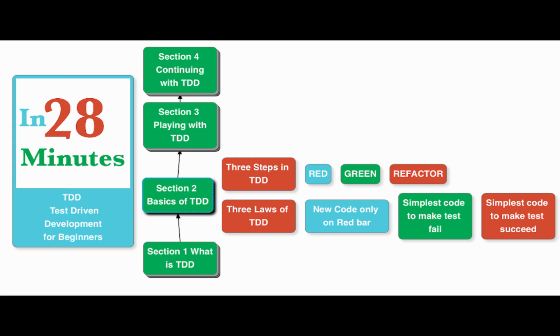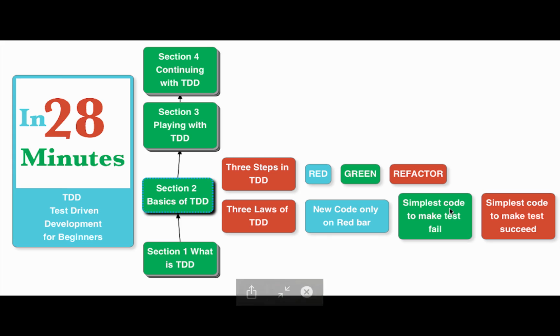The 3 basic laws of TDD. We can add a 4th one also very soon, but basically there are 3 laws. The first one is write code only when there's a test failing. That's called new code only on the red bar. Red bar is a failing test. So on a failing test, write the code. Put another way, new code is written only when there's a test failing.